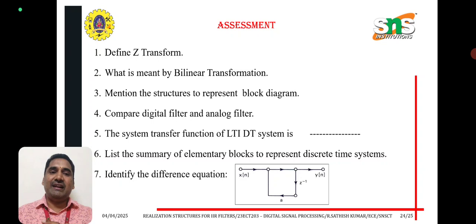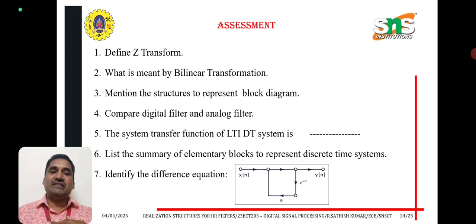Compare digital filter and analog filter. Digital filter operates on digital signals. Analog filter operates on analog samples. Digital filter is governed by linear difference equation. Analog filter is governed by linear differential equation. The system transfer function of an LTI discrete time system is H of z is equal to Y of z divided by X of z, output divided by input. List the summary of elementary blocks to represent discrete time systems: adders, multiplier, constant multiplier, delay element, advancing element, etc.